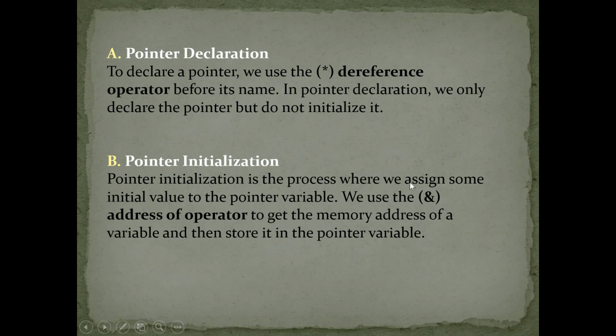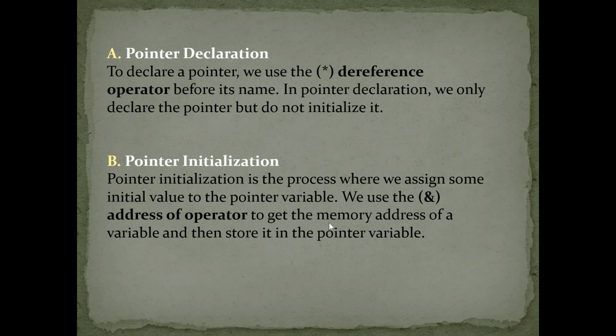When you want to assign some initial value to the pointer variable, that process is called initialization. It's a process of assigning some value, and when you want to assign a value, you are going to use this operator. This is called the address of operator. You can get the memory address of the variable because of this address of operator, and the pointer stores it.